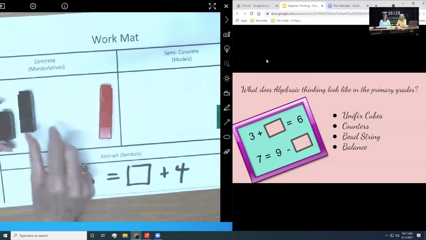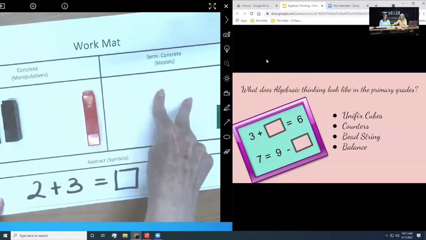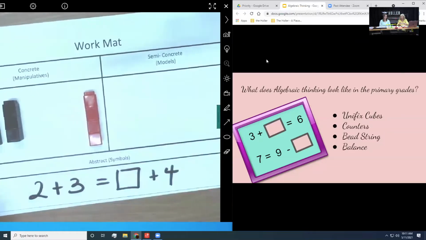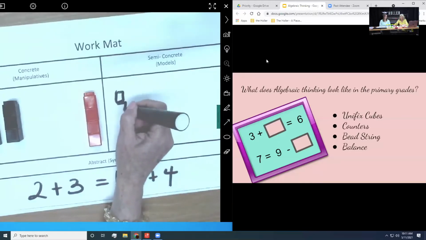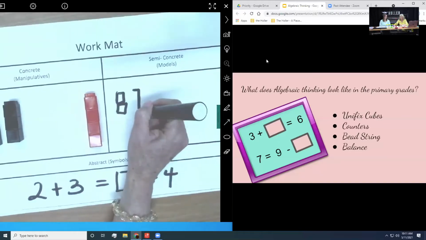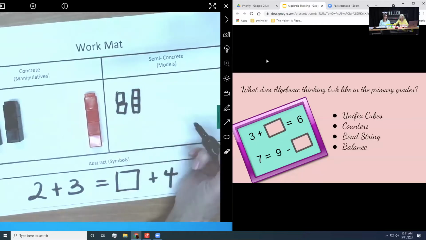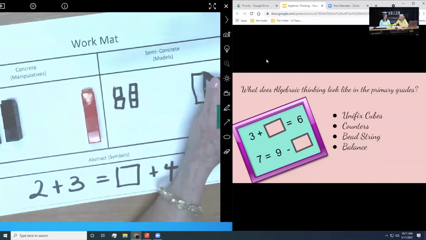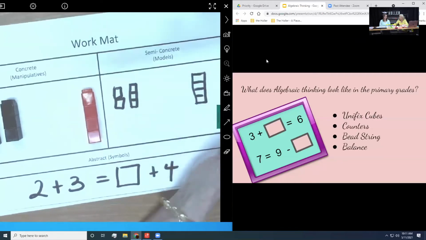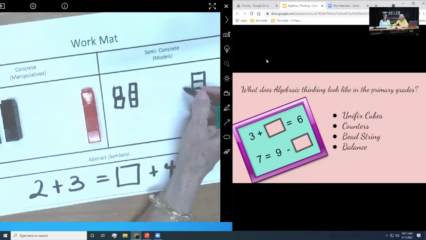And like I was showing earlier, that moves us into the semi-concrete, where they actually do the drawing of it. So let's do that drawing of what we see. So they do 2 and 3, and then we would do 4 and we're not sure what's here.